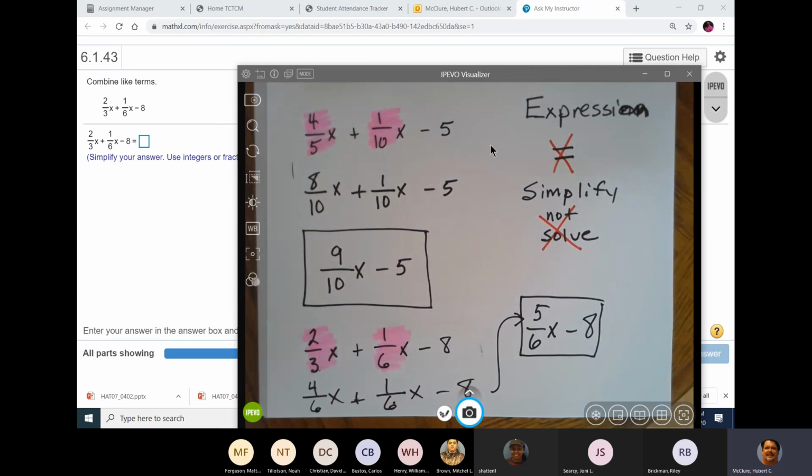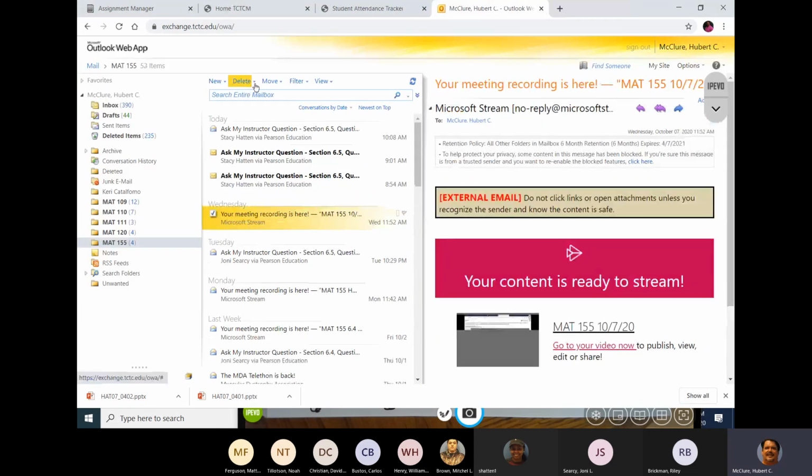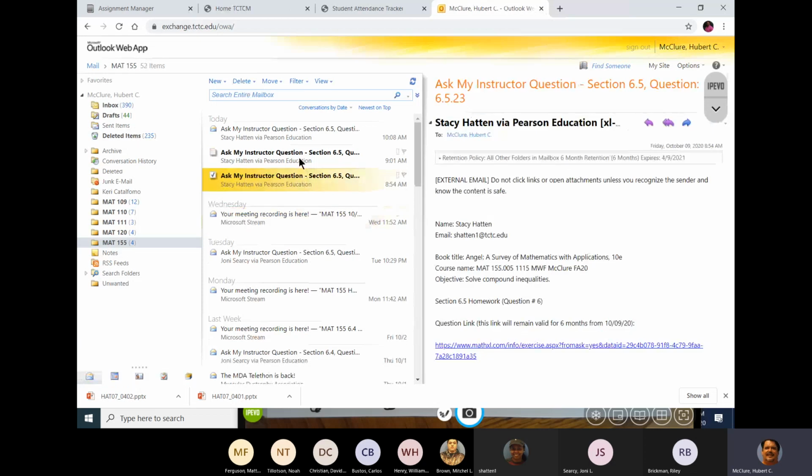Combine like terms. Alrighty, next. Let's see, 6.5, 23, 25, and 47. So this one goes first. 6.5, 23/6.